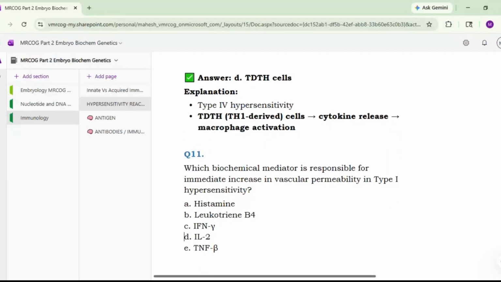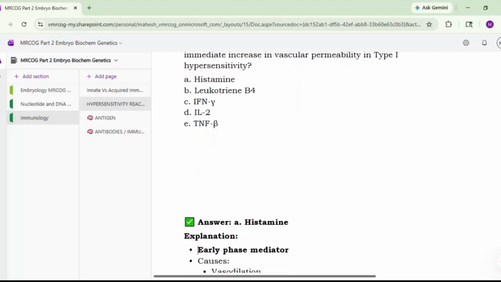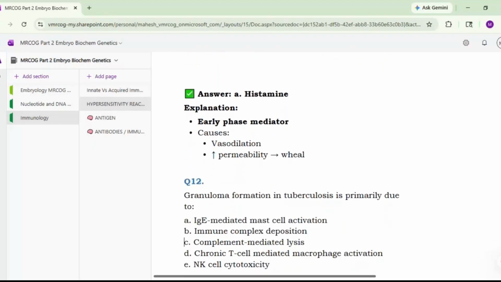Next. Which biochemical mediator is responsible for immediate increase in vascular permeability in type 1 hypersensitivity? Sir, option A, histamine. Yes, type 1, histamine. It is an early phase mediator that causes vasodilatation and increased permeability, leading to a wheal.